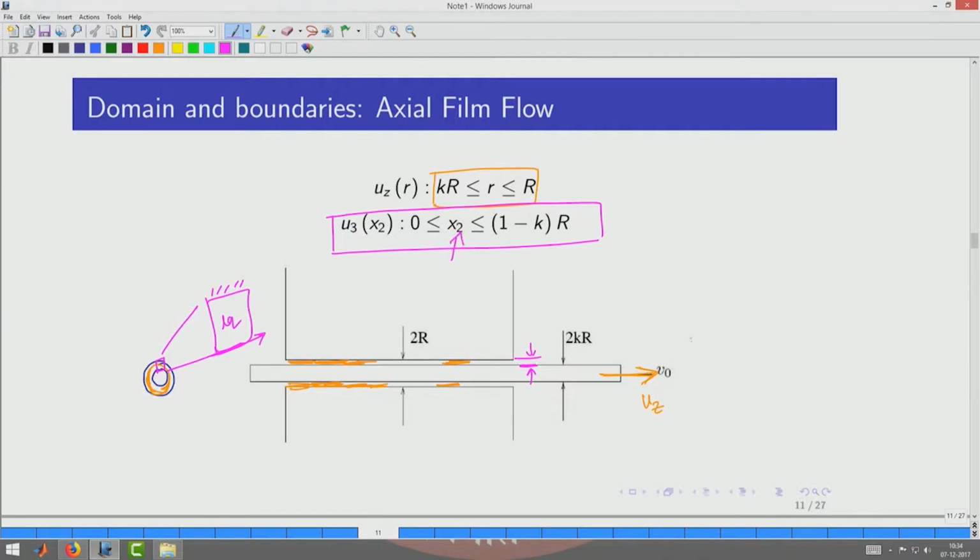So, we choose that this is the x2 direction and this is the uz flow. That is now our problem in the case of an axial film flow, where the annular gap is very small compared to the diameter of the rod.